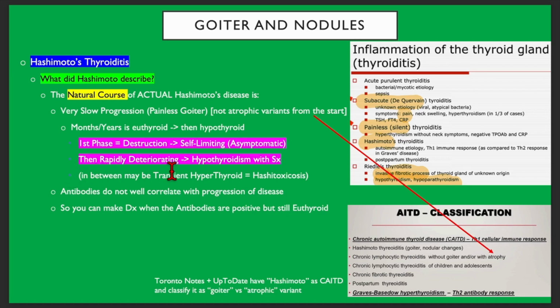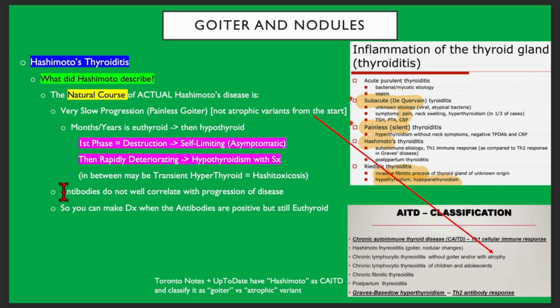In between these phases, you may have transient hyperthyroidism. It's called hashitoxicosis. It's when the thyroid hormone in the blood is getting too high in a very short period of time. But this is limited. It's transient, okay? So the normal progression is asymptomatic and then hypothyroidism. If you have some hashitoxicosis in between, it's just transient. It comes only for like a few days or 1 week and then goes away.